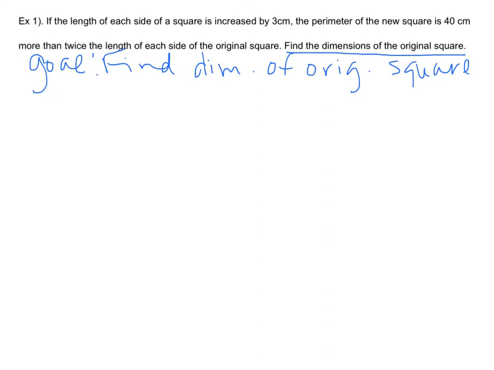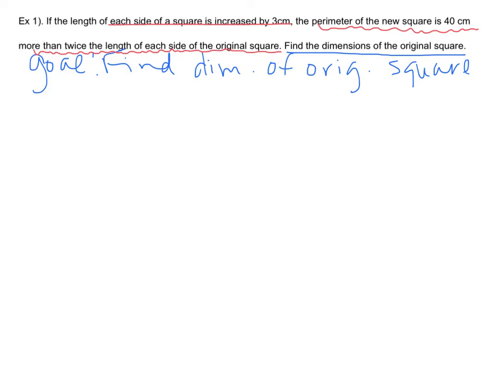So, if the length of each side of a square is increased by 3 centimeters, the perimeter of the new square is 40 centimeters more than twice the length of each side of the original. Holy cow, that's a lot. Okay, if the length of each side of a square is increased by 3 centimeters, that's our first piece of information. The perimeter of the new square is 40 centimeters more than twice the length of each side of the original. Find the dimensions of the original. Okay, let's do this thing.